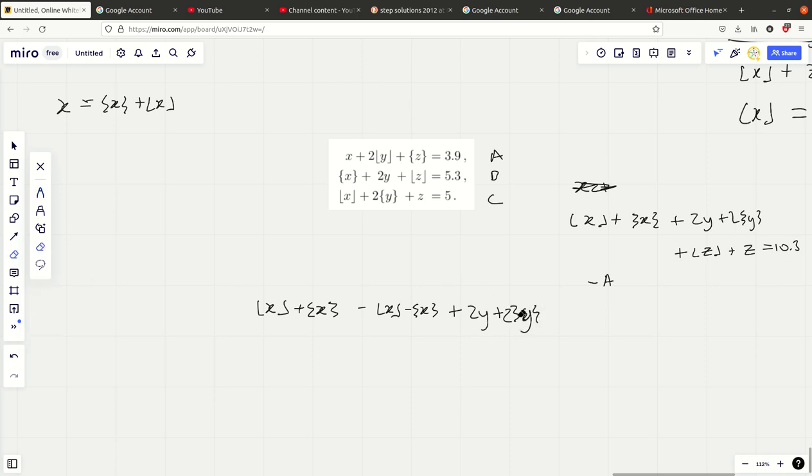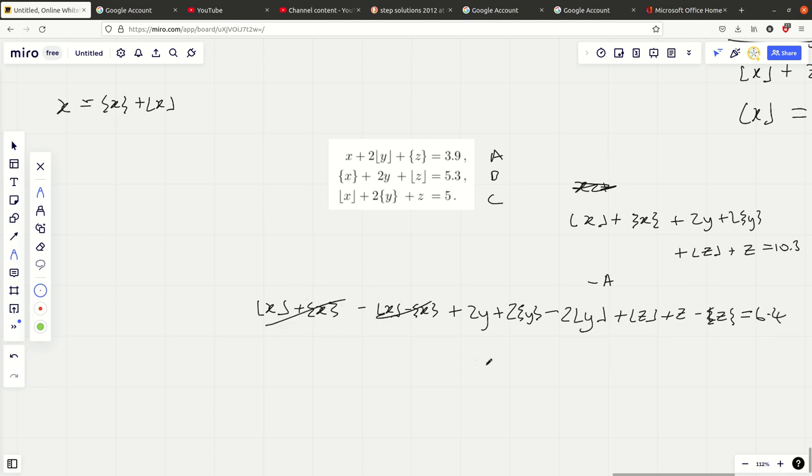Oh, that's horrible. I'm annoyed that I'm taking time to do this because, like I say, I just assumed this result was obviously true. But I just want to show you that it genuinely does work out. So now we're going to take away 2y like that, and then we're going to have plus the integer part of z plus z minus z squiggle equals 10.3 minus 3.9, which is 6.4.